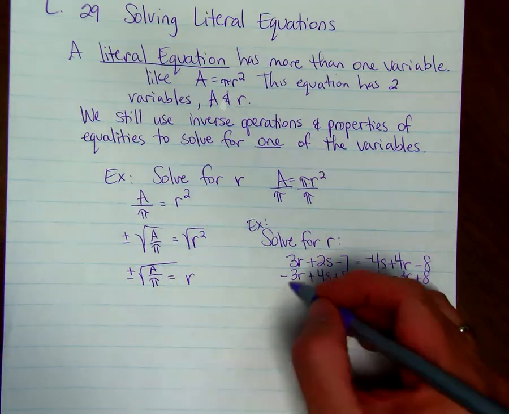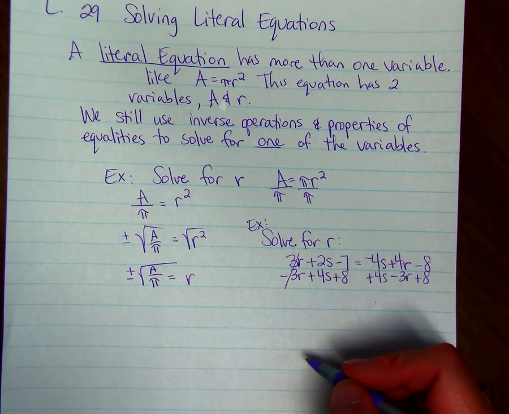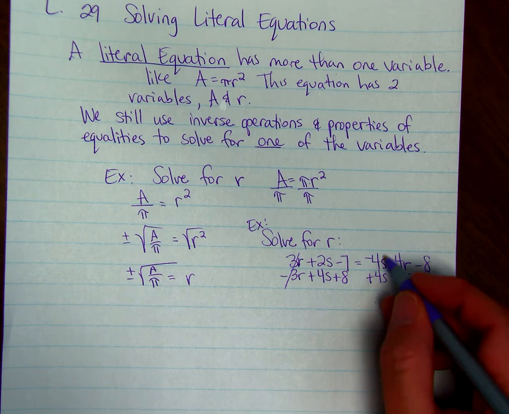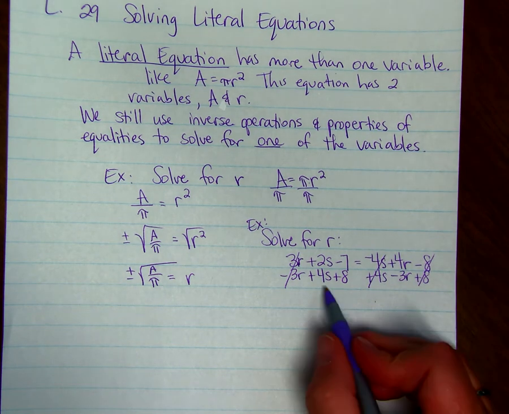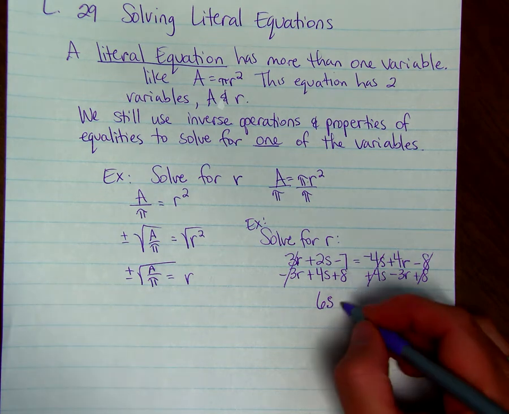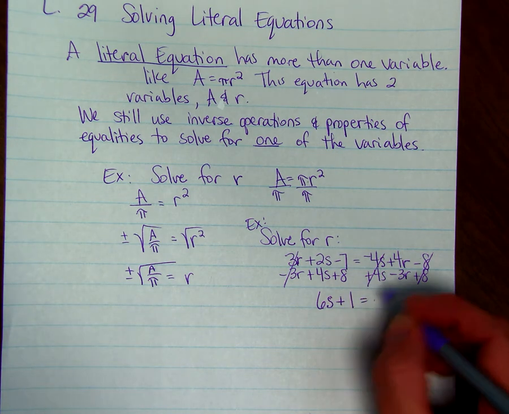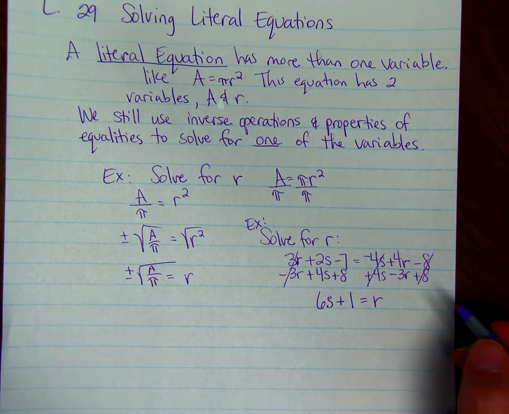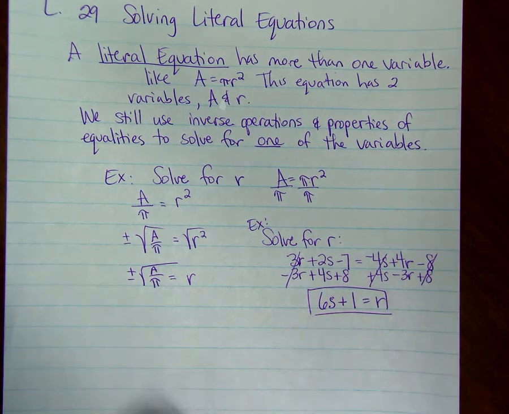Then I will simplify. So this went to 0. These went to 0. You have 2s plus 4s is 6s, and negative 7 plus 8 is a positive 1. 4r minus 3r is r. So we just solved for r right there.